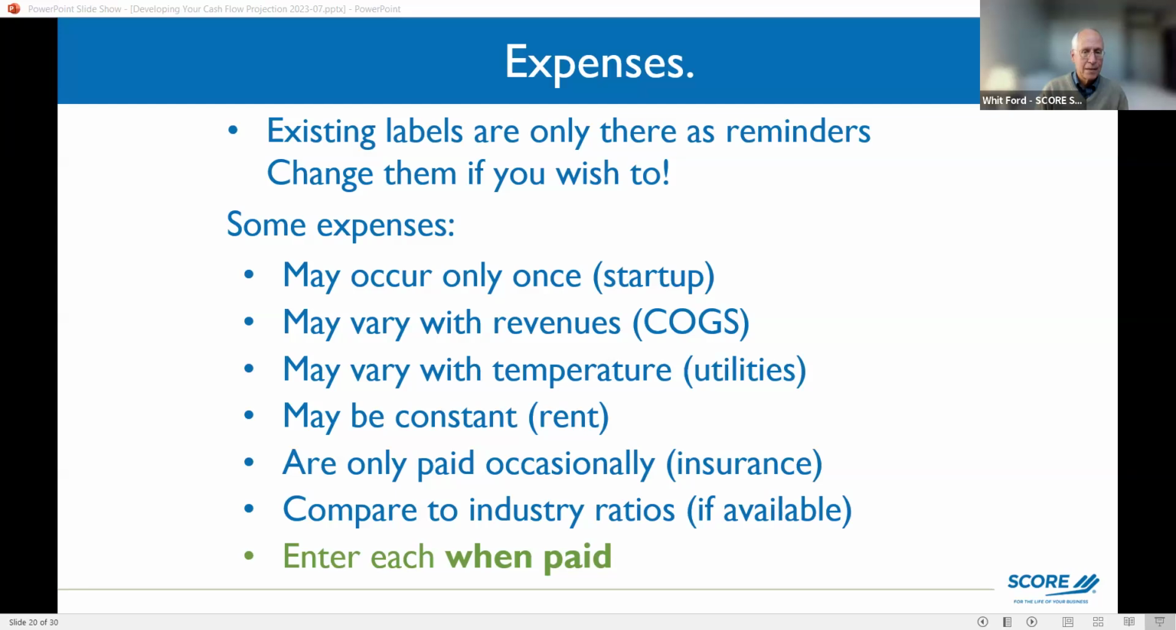And just to emphasize, when you're doing a cash flow forecast, you want to enter each of your expenses when you expect to pay it. It's when the cash leaves your bank account that is relevant to a cash flow forecast. If you use cash accounting for your accounting system, then that'll be the same as what your accounting system shows. But if you use accrual accounting, the time you pay could be very different than when you recognize the expense.